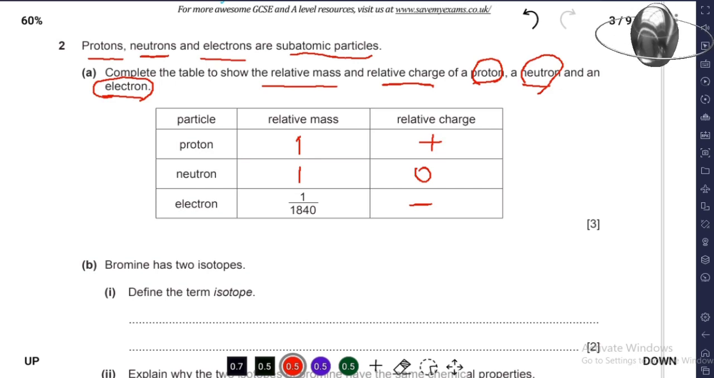You are going to have your 3 marks like that. We go to 2b.